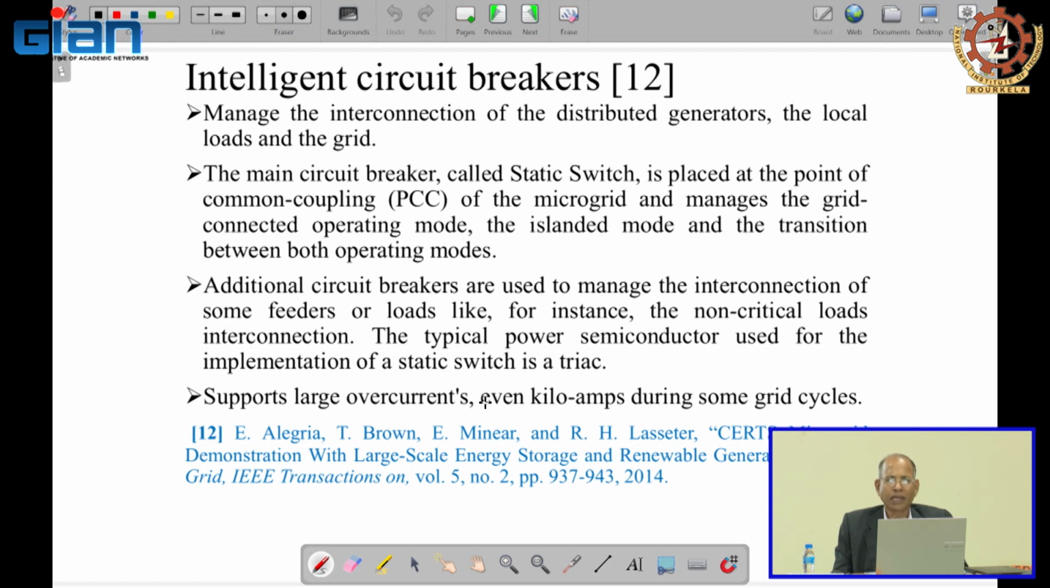So as needed, this microgrid can be connected to the grid, or it can be taken out from the grid and run in isolated mode.